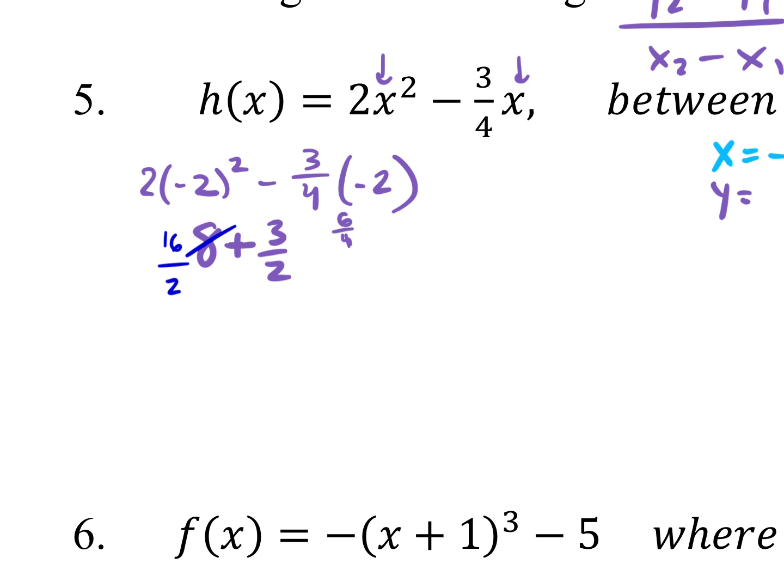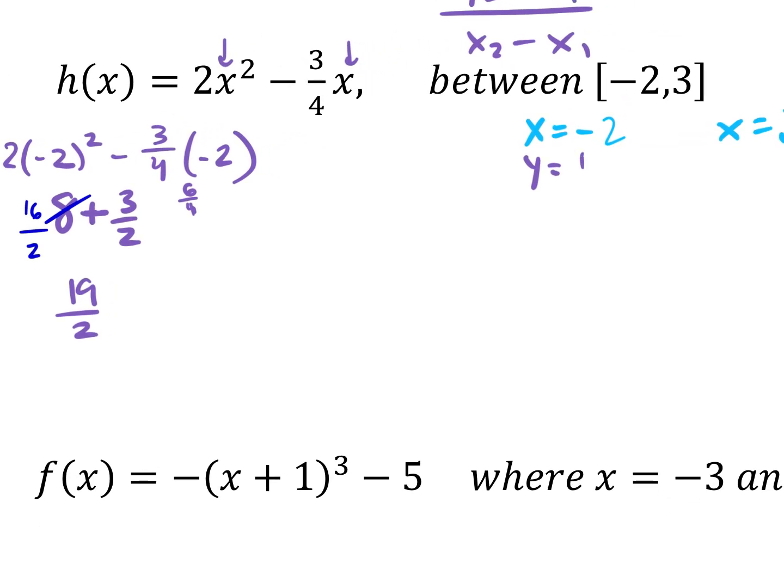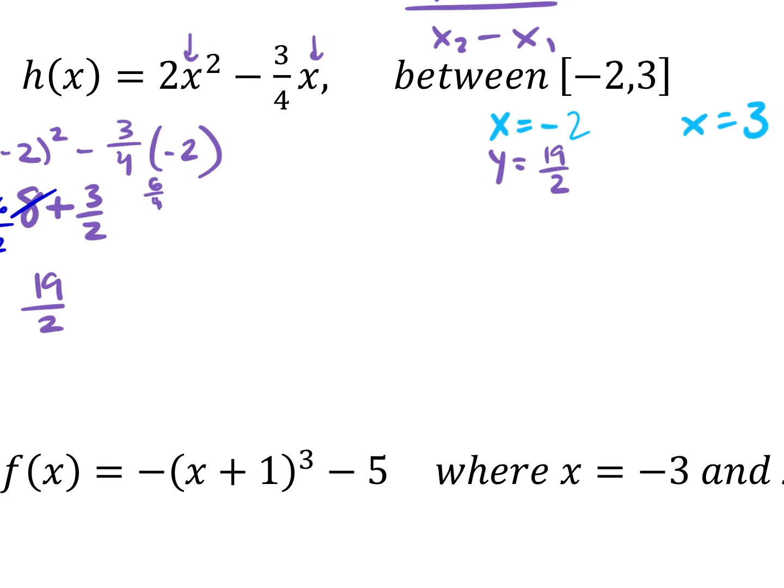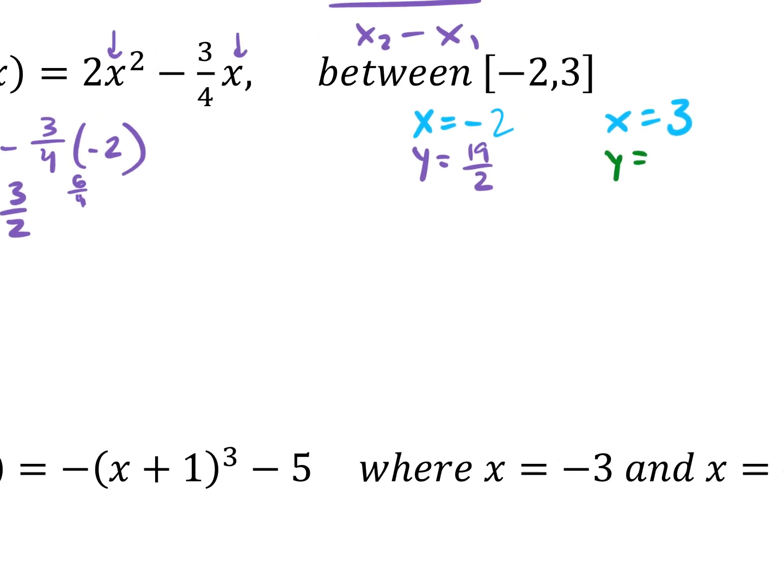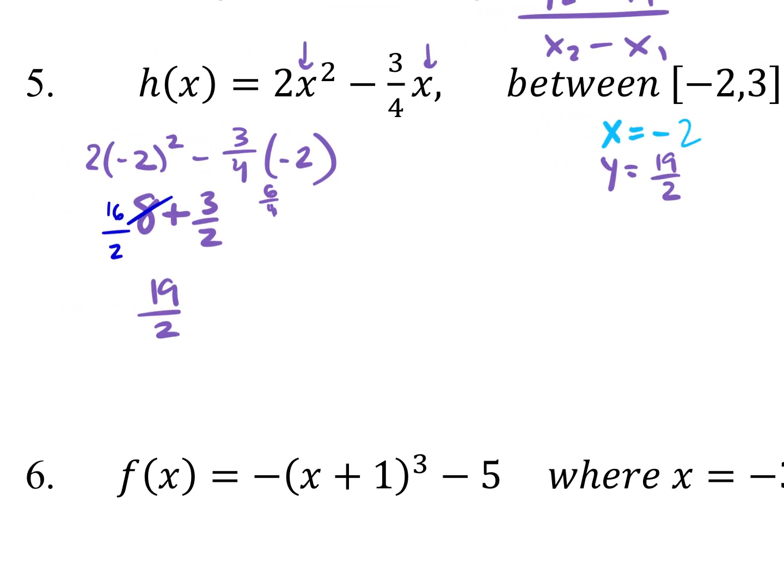Then we add them, we get 19 over 2. Perfect. So my y is 19 over 2. What should I do next? Do the same thing. We want to find the y when x is 3. So we're going to plug in 3.